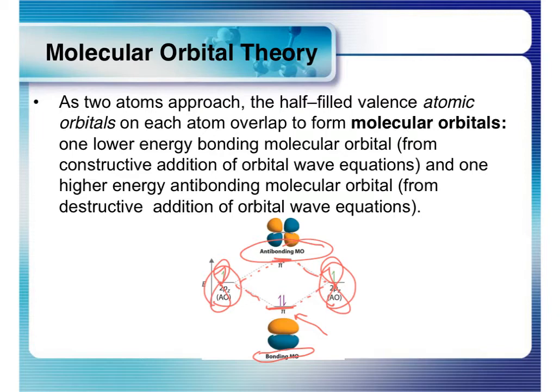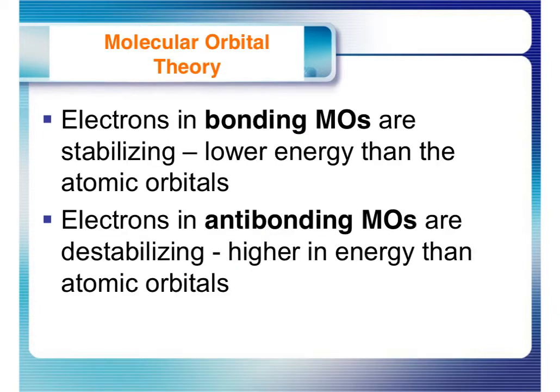Remember the conservation of orbitals. In other words, the number of atomic orbitals that you start with must equal the number of molecular orbitals you end up with. Okay, that's true for both valence bond theory and molecular orbital theory.